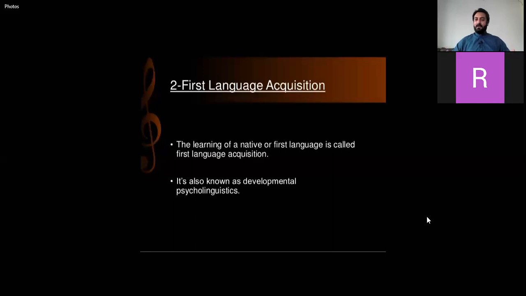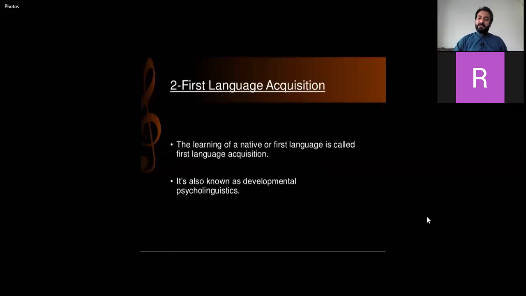Whatever we learn, whatever we acquire when we are born. I am giving you an example. I was born in a Punjabi speaking family. So I acquired knowledge, I acquired my language, Punjabi, for the first time as a first language. Same is the case with every person. If a person is born in an Urdu speaking family, he acquires Urdu as his first language.